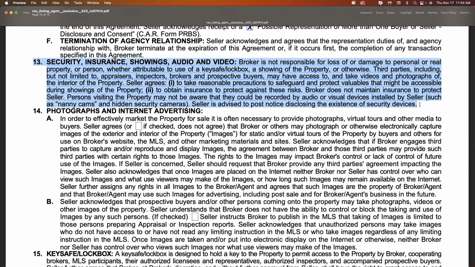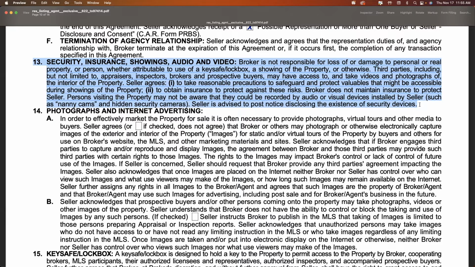Third parties, including but not limited to appraisers, inspectors, brokers, and prospective buyers, may have access to and take videos and photographs of the interior of the property. Seller agrees to take reasonable precautions to safeguard and protect valuables that might be accessible during showings of the property. To obtain insurance to protect against these risks, broker does not maintain insurance to protect seller. Persons visiting the property may not be aware that they could be recorded by audio or visual devices installed by seller. Seller is advised to post notice disclosing the existence of security devices.